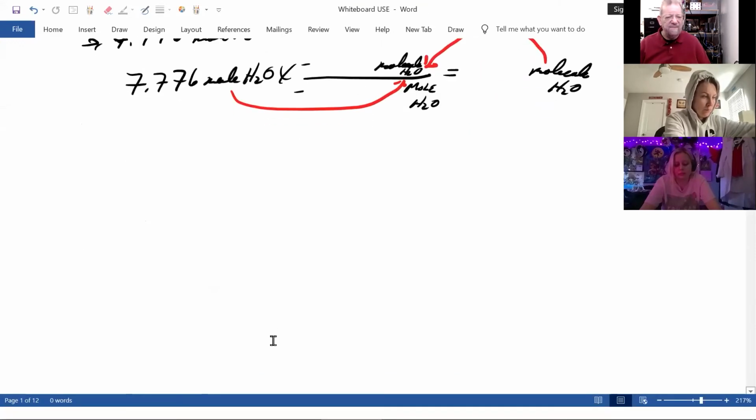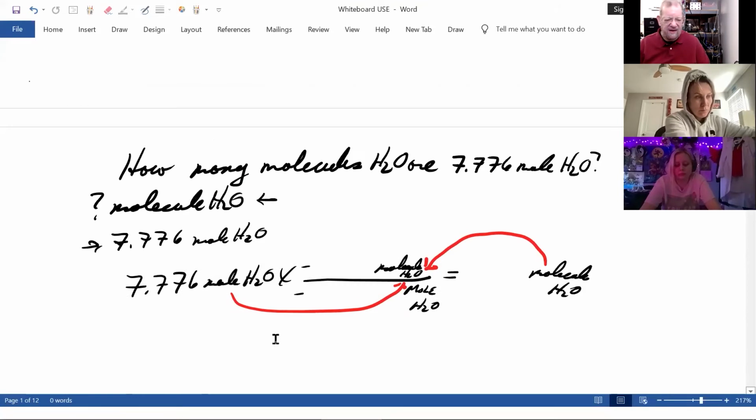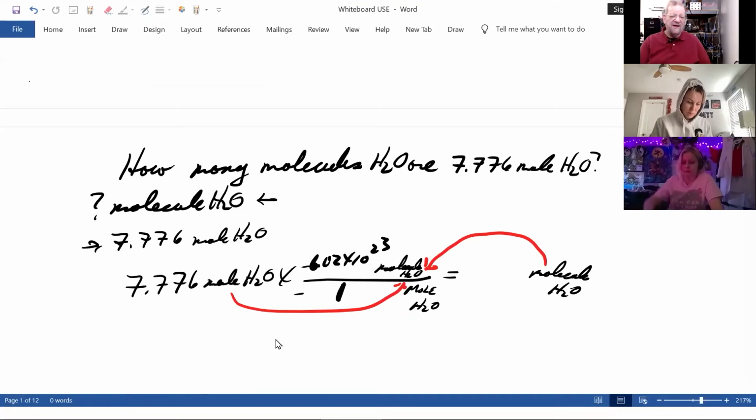And now I can put in 1 mole is 6.02 times 10 to the 23rd. And before I pick up my calculator, remember anything divided by itself equals the number 1 because it cancels out. Moles of water divided by moles of water cancel out. What am I left with? Molecules.